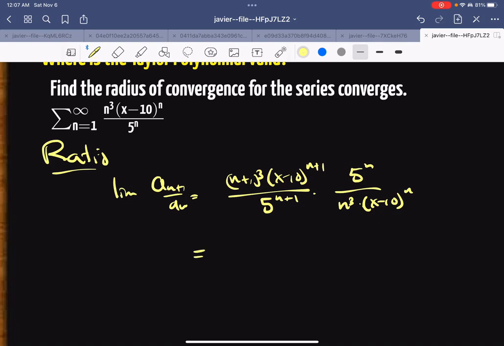So this would give us, let me think. It was (n+1) all over n, raised to the third. It would also give us 1 over 5. It also gives us x minus 10 on top. And everything else would cancel. This limit for large n's would give us 1. So that would just give us x minus 10 all over 5.